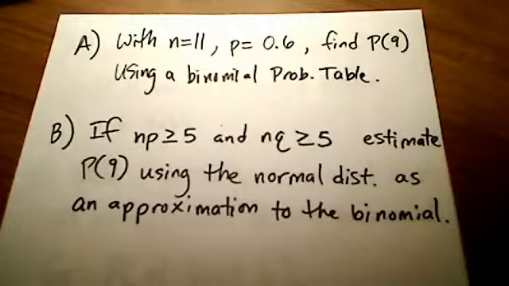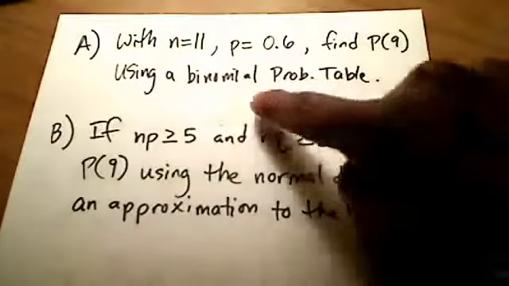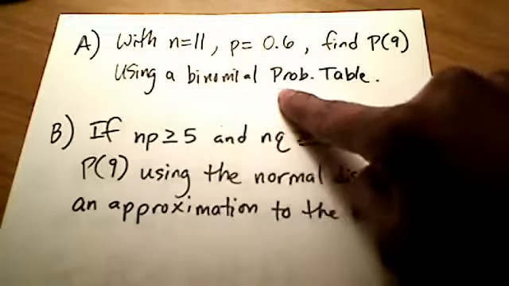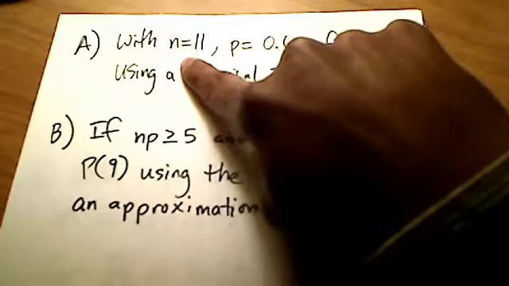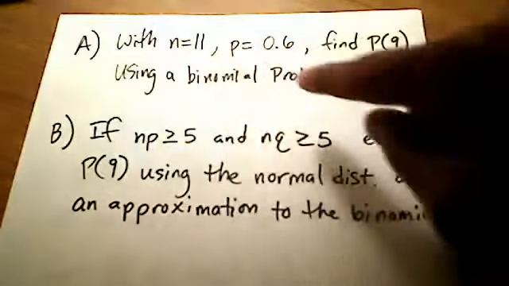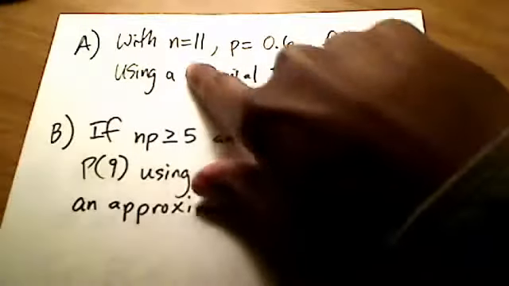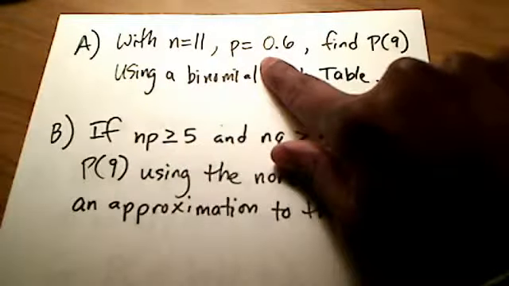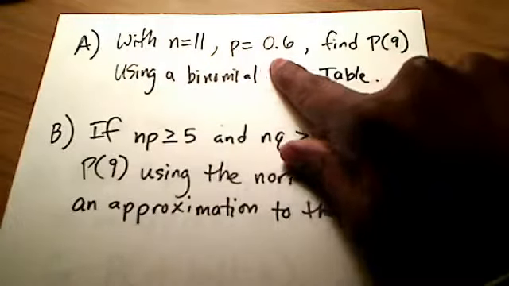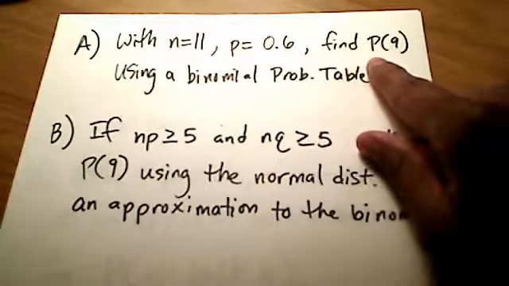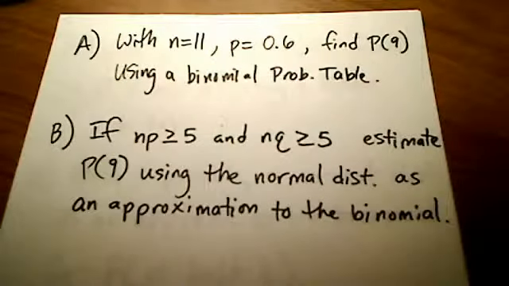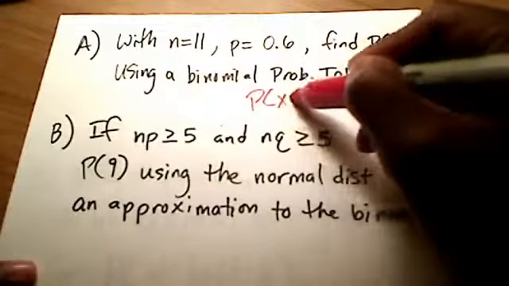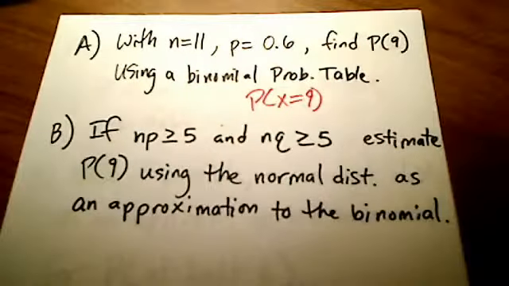This is an example where they give us some information from a binomial probability distribution. We have an n, the number of independent trials that will be conducted, which is 11, and they told us that the probability of success is 0.6. They want us to find the probability that x is equal to 9 exactly.